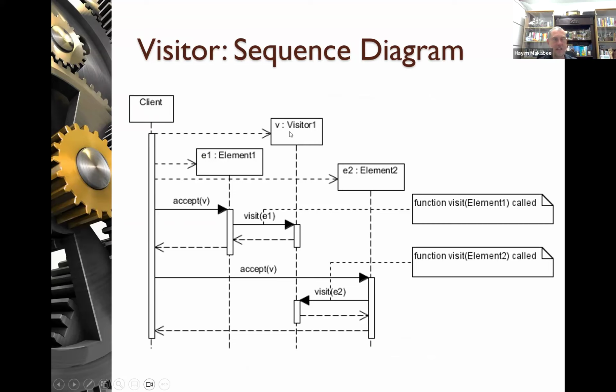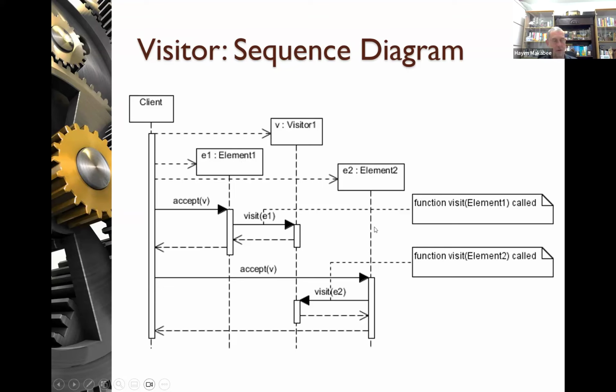The client creates the visitor. This is the first thing. Then the client creates the first element and the second element. Okay, so there are three objects: the visitor, the first element, and the second element. Three objects. This is a sequence diagram.